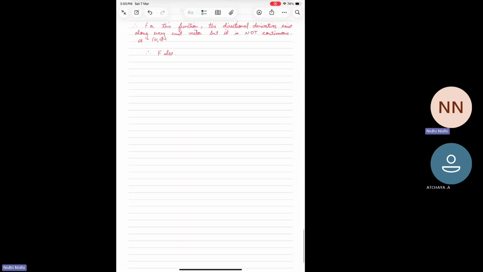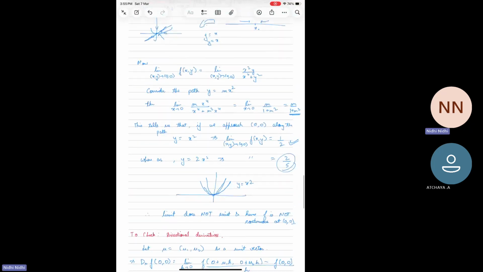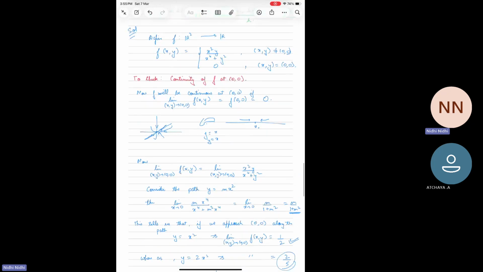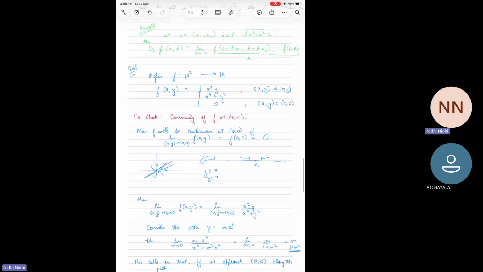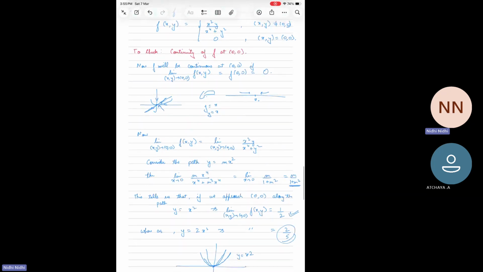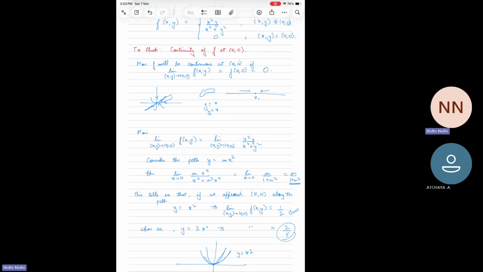I hope this is clear how we got the function to be discontinuous at the origin and still have directional derivatives in all the directions. Please go through the solution once again, and if you have any doubt, you can ask. I'll wait for 5 to 6 minutes.